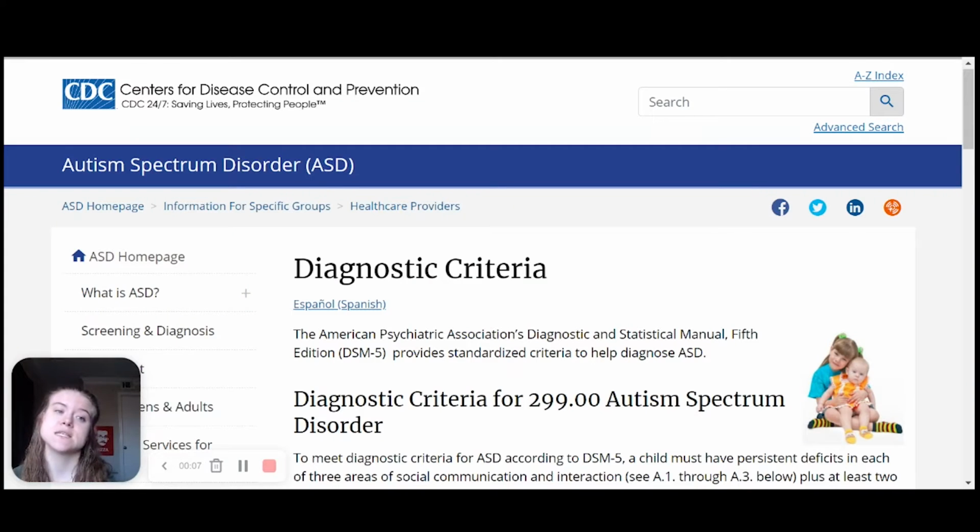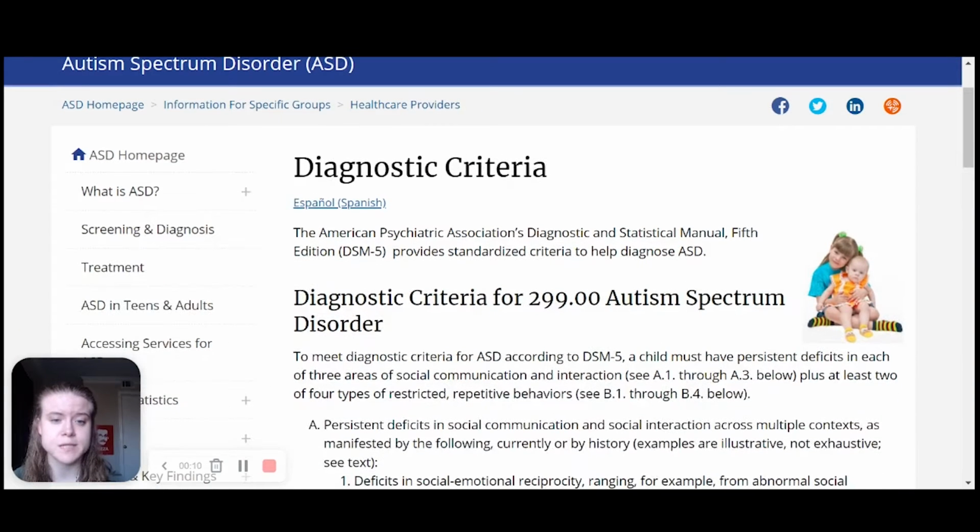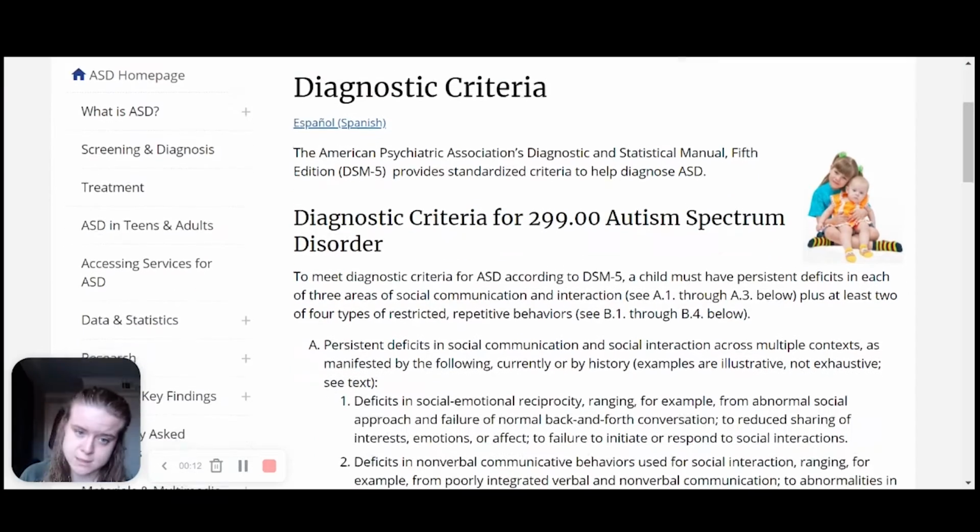Today I will be going over my capstone project, which is about neurodivergent representation in the media. First, I want to talk about autism. What is autism? According to the CDC.gov website, I was able to find the diagnostic criteria for autism.